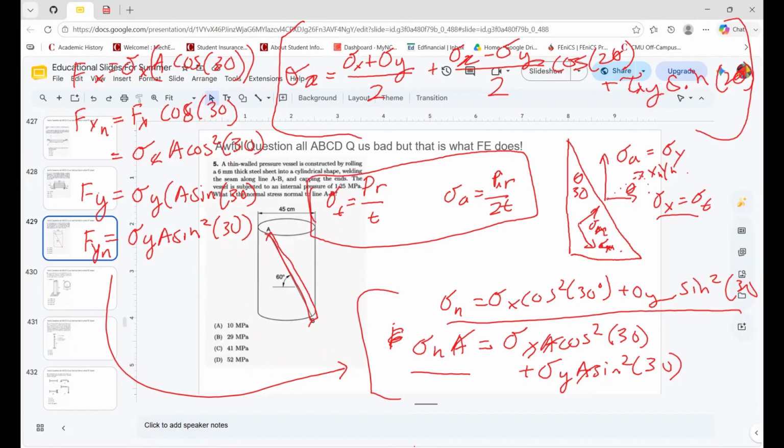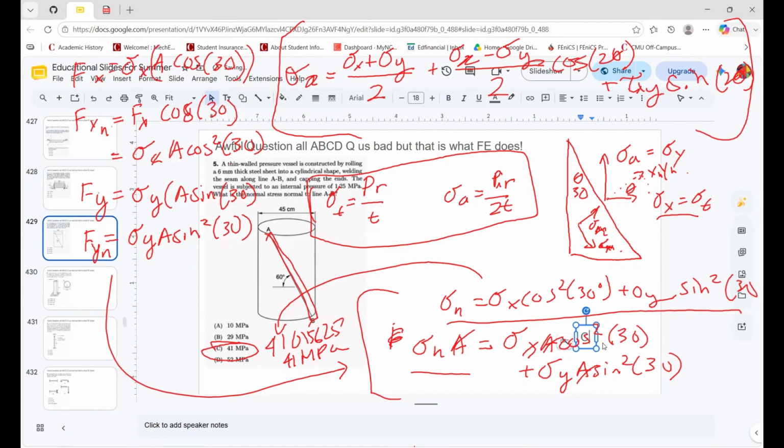Multiply by sine 30 parentheses squared. So yeah, I don't understand it. In the end, if you plug this in, I get 41,015,625, which is 41 megapascals. As you can see, this question I don't like, but it's a valid question in the FE exam. So screw everyone is what they're saying. You could, in theory, memorize this.